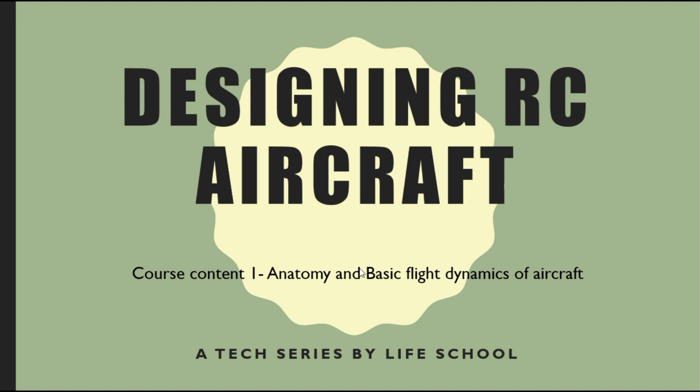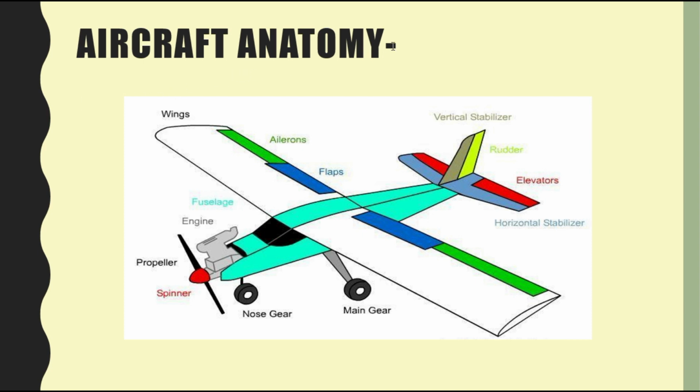So let's get straight to the point, and let's start first with the anatomy of the aircraft. So here what I have with me is a simple RC aircraft. There are more than 1,000 parts in an actual aircraft, but as we are dealing with RC aircraft, we only need some basic fundamental parts that we are going to use in the aircraft. So let's have a look at them.